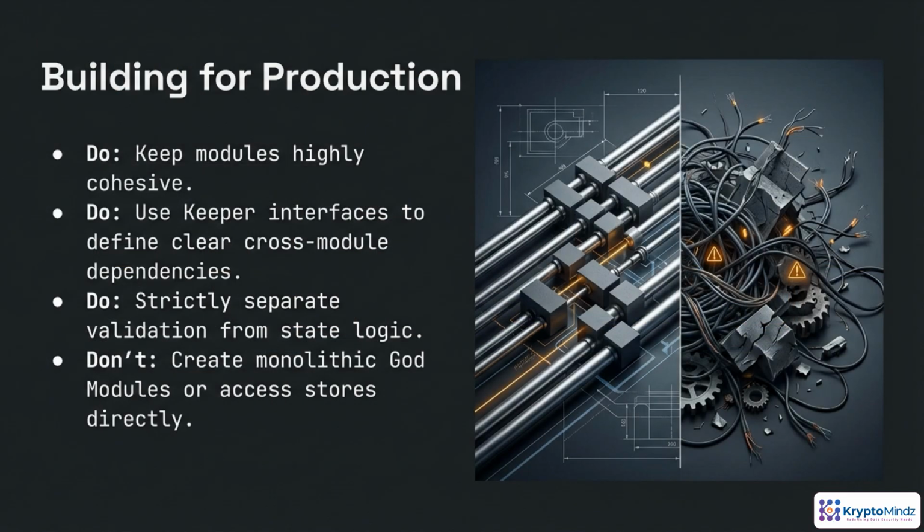As you move toward production, think in terms of small, sharp modules, not a giant blob of business logic. Each module should own a clear piece of state and behavior, with keepers as its only gateway to the store. Other modules should depend on keeper interfaces, not concrete implementations, so you can swap or mock them easily. Keep all validation as close as possible to message handling, and keep pure state transitions dumb and predictable. Avoid God modules that reach into every store. They're impossible to reason about, test, or upgrade safely.